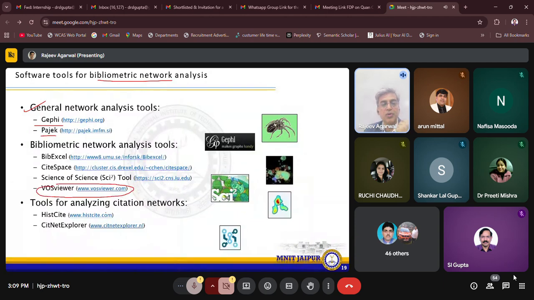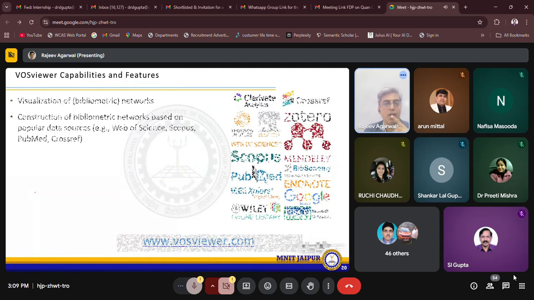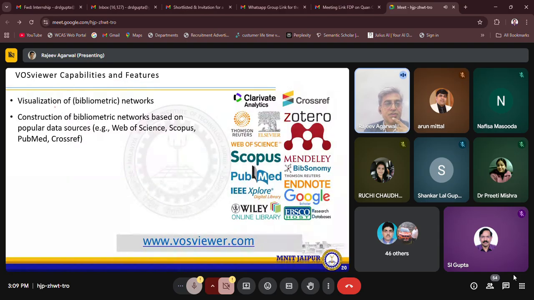And if you want to understand a citation network, then CiteNet Explorer. So I will be giving you hands-on into this. VOSviewer is basically visualization of bibliometric networks based on these databases: Web of Science, Scopus, PubMed.